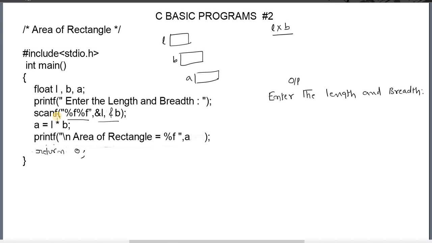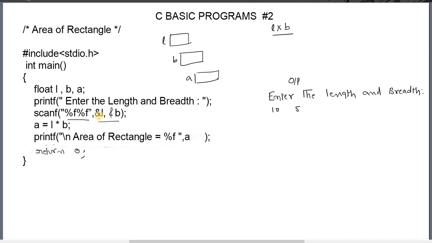Now the scanf will wait for input. At that time we have to enter two numbers. You can give any number here. Float also you can give, like 10.5. This scanf takes these two values and stores them in L and B, because we have given the L and B addresses here.